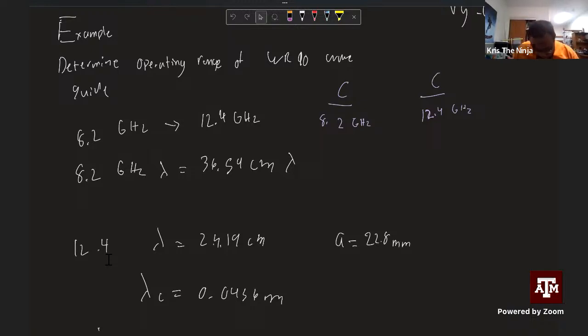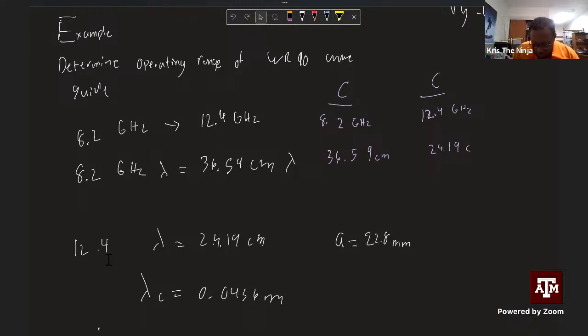But anyway, alpha C divided by 8.2 times 10 to the 9th. That gives you 36 centimeters, as we have written down here, but we're going to rewrite it: 36.59 centimeters. And then we do the same thing again with 12.4 gigahertz. So we have alpha C divided by 12.4 times 10 to the 9th, and then we get 24.2 centimeters, or I guess we'll say 24.19 centimeters.